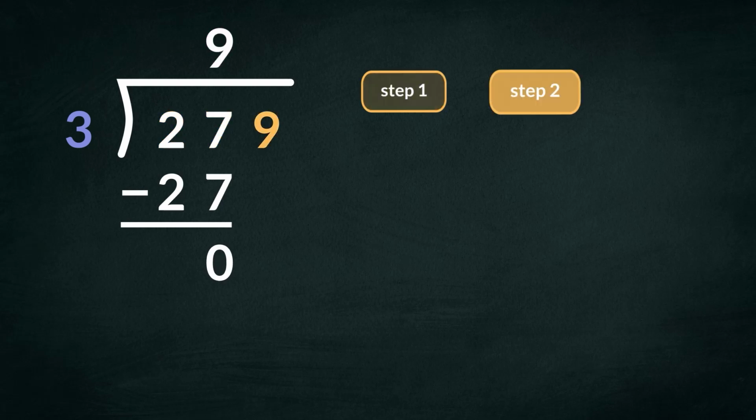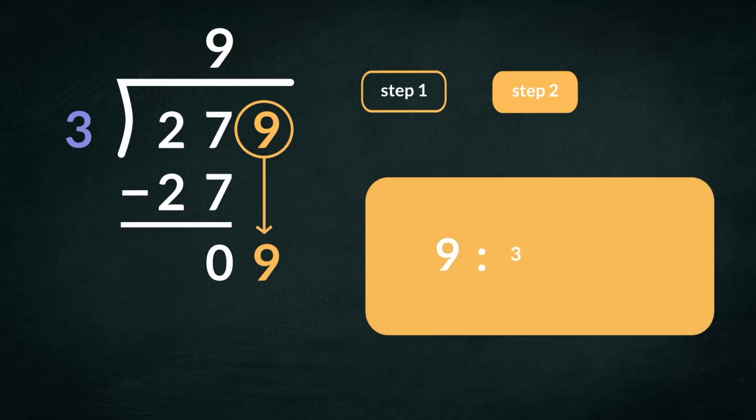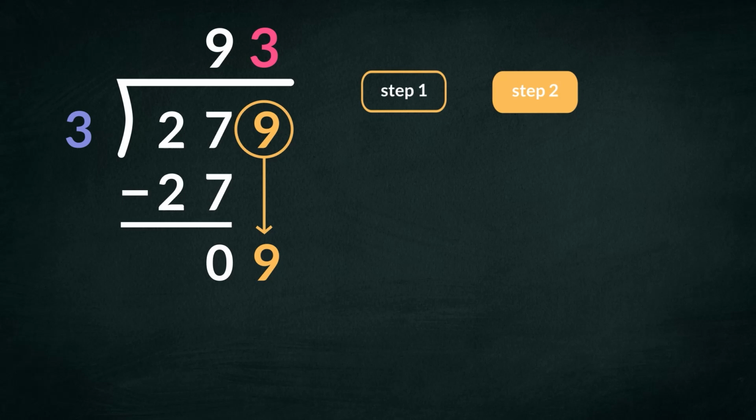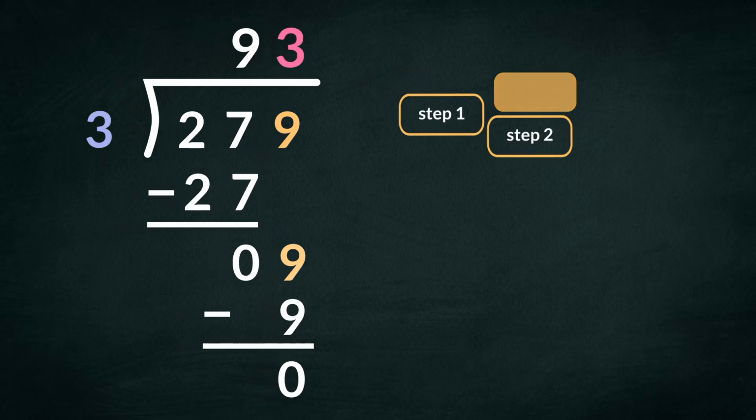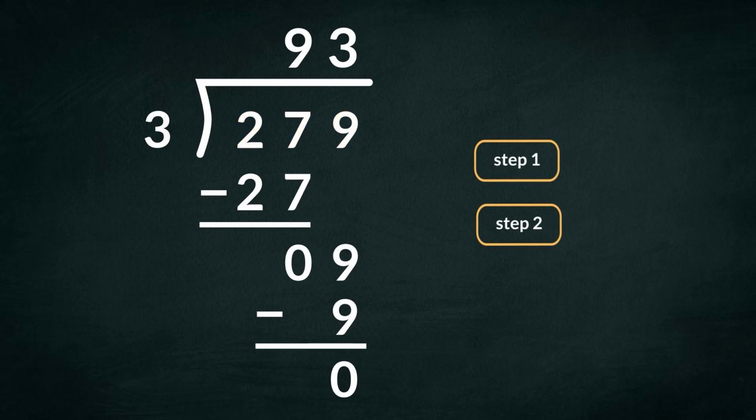Moving on to step 2, we're left with 9, so let's copy it down. And 3 3s make a 9. So we just need to put 3 above 9, then multiply it by 3 to get 9. Then 9 minus 9 equals 0. That means 279 divided by 3 equals 93 with no remainder.